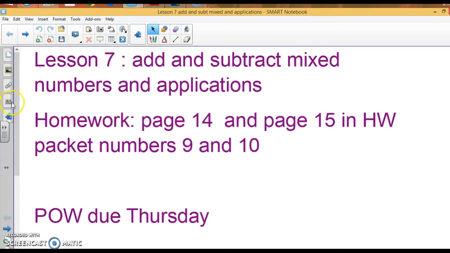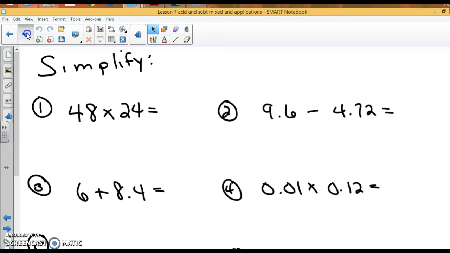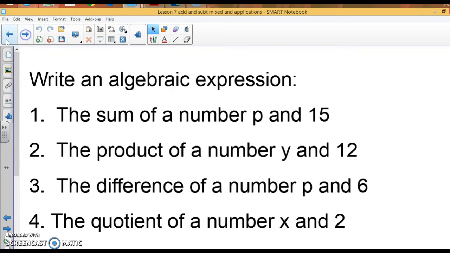Lesson 7 for pre-algebra in Unit 1: adding and subtracting mixed numbers and applications. The homework that goes with this is on page 14 in the homework packet, and on page 15, numbers 9 and 10. So you're doing all of page 14, and on page 15 you're doing 9 and 10. The problem week is due Thursday. All right, let's take a look at this.